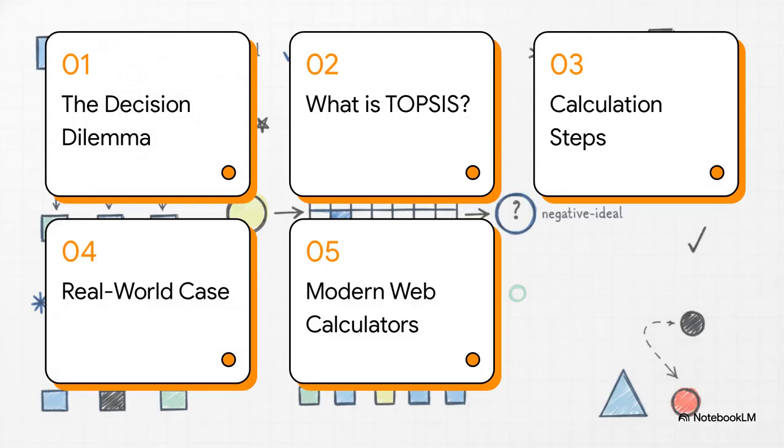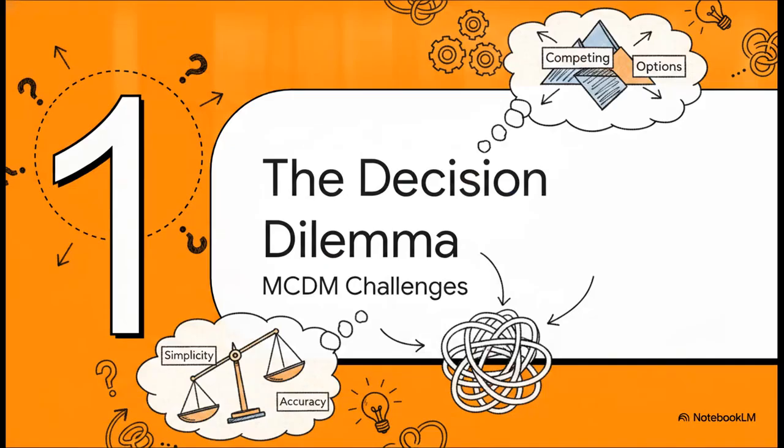So here's a quick roadmap for this explainer. We're going to cover 1. The complex decision dilemma. 2. What is TOPSIS? 3. The 5 calculation steps. 4. A real-world case on recruitment. And finally, 5. Modern TOPSIS web calculators. Okay, let's jump right into section 1, the complex decision dilemma.